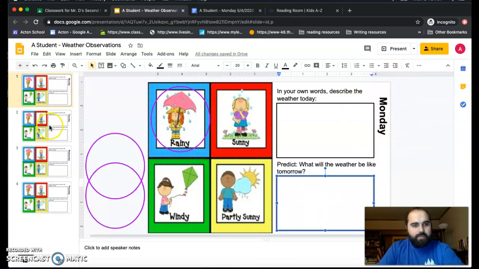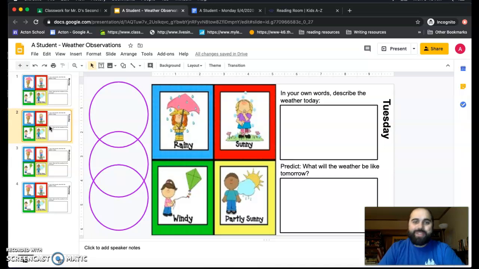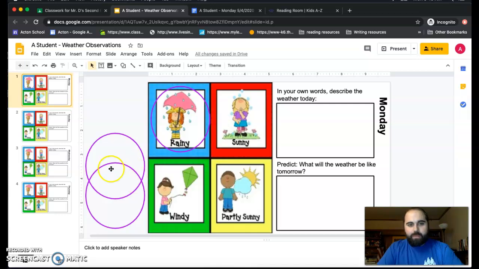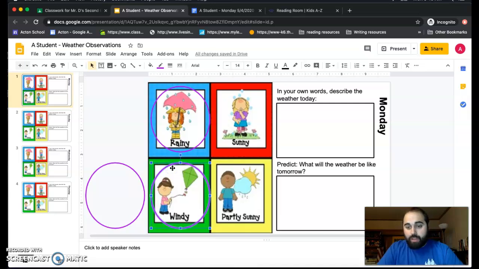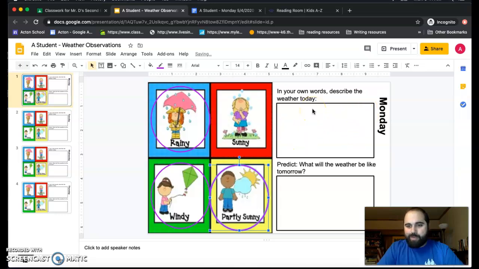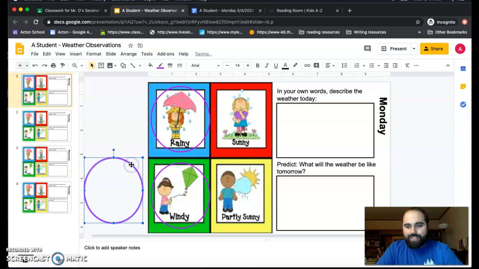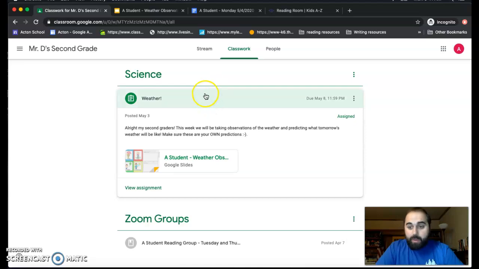Then over here for tomorrow, when it's tomorrow, you can do this one. Notice I put a bunch of circles here because sometimes it can be rainy and windy. Or if the weather changes through the day, it goes rainy, windy, and then it turns to partly sunny. You can do that, and then describe it over here for me and tell me what happened. So we're putting on our observation hats for this week for science. That is the work that we have for today.